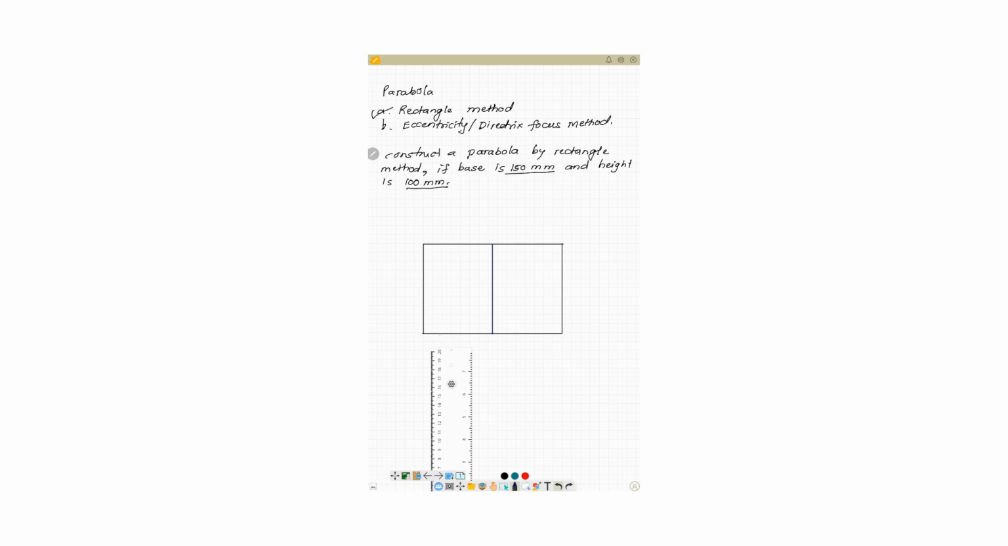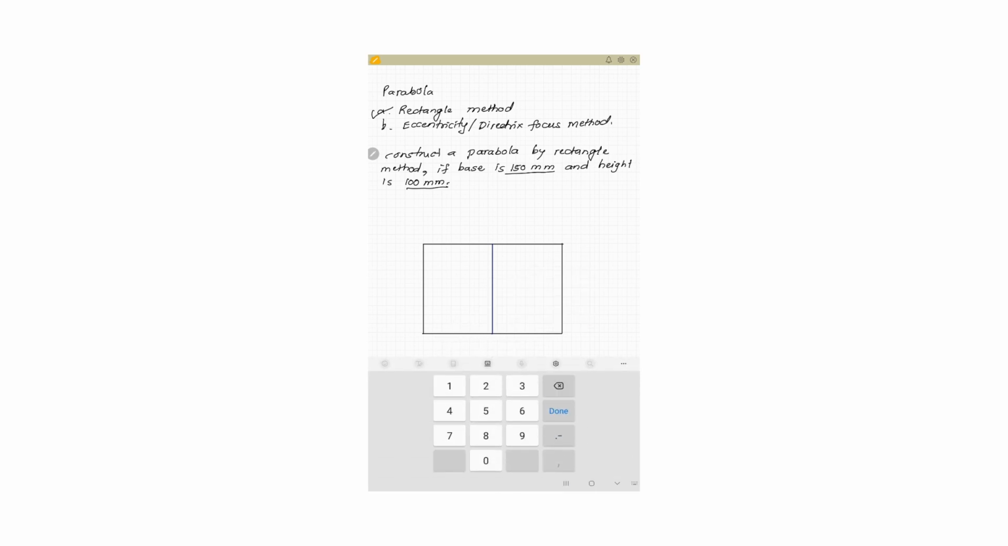You can also go for 4 parts, you can also go for 6 parts, but the condition is that whatever number of divisions I take for the horizontal side, I need to take the same number of divisions for the vertical side also. As this is 75 mm, I can easily divide it into 5 parts, so each division will be equal to 15 mm. So I will try to divide it.